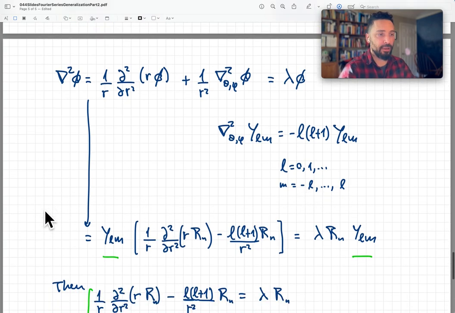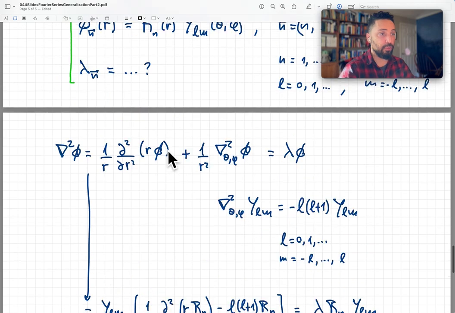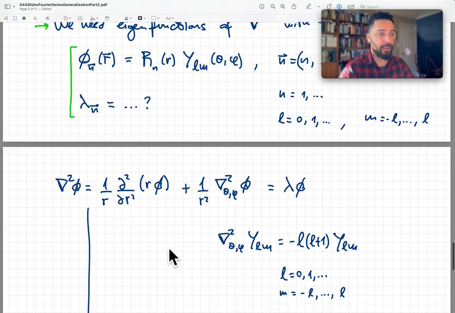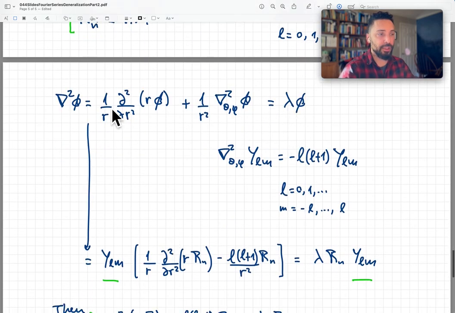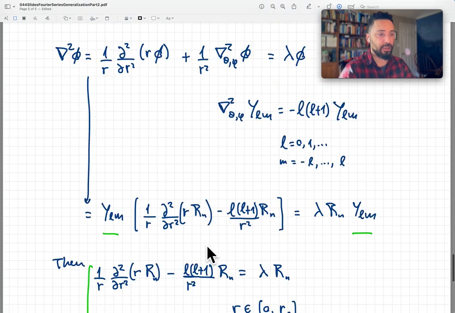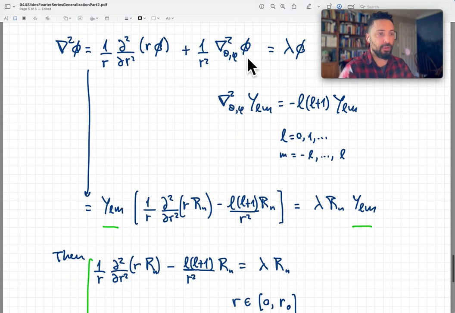And so if we insert our proposed solution of this form into our equation for the eigenfunctions of phi, then you will obtain that the Y_lms basically will go right through. So the radial part doesn't touch the Y_lms at all.